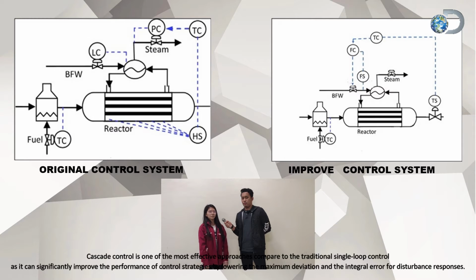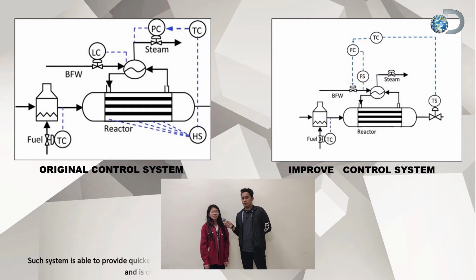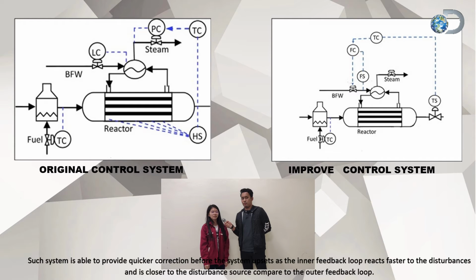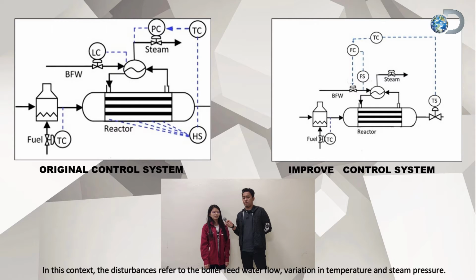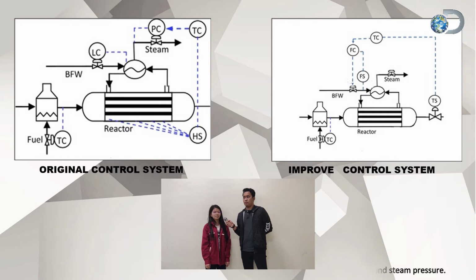It can significantly improve the performance of control strategies by lowering the maximum deviation and the integral error for disturbance response. Such a system is able to provide quicker correction before the system is upset, as the inner feedback loop reacts faster to disturbances and is closer to the disturbance source compared to the outer feedback loop. In this context, the disturbances refer to the boiler feed water flow, variation in temperature, and also steam pressure.